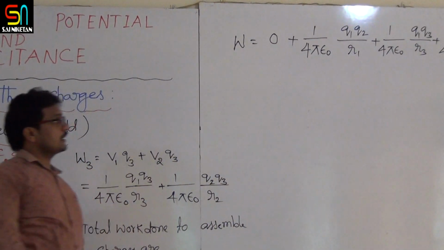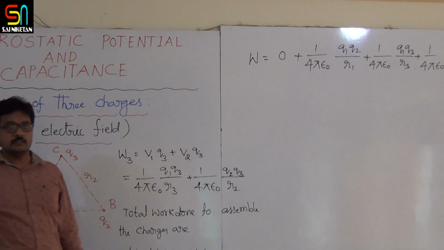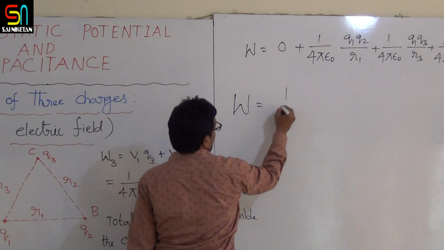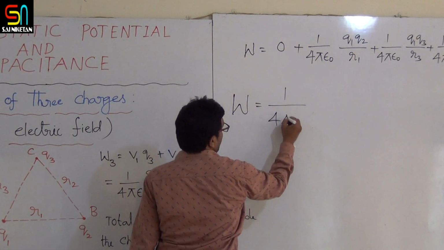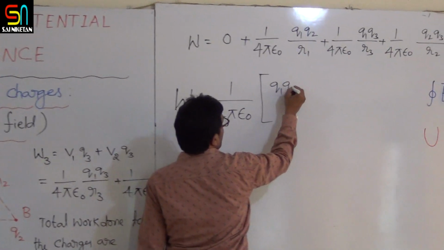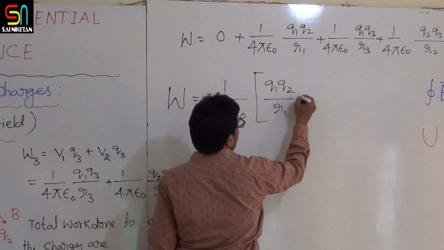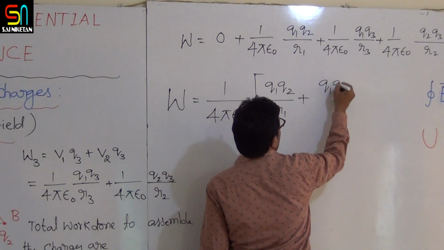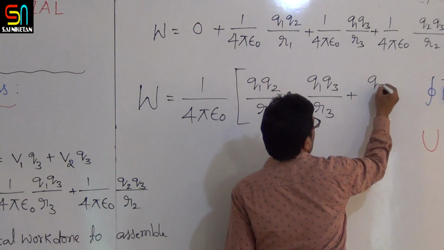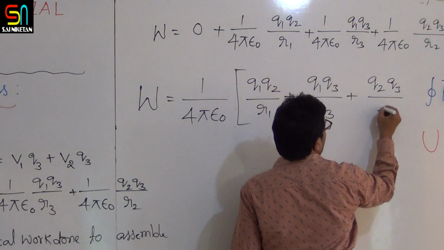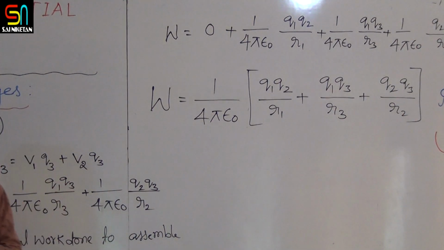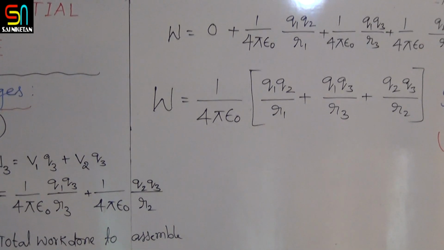So in that, what is the common term? 1 by 4 pi epsilon naught is the common term. Then work done W is equal to 1 by 4 pi epsilon naught times Q1 Q2 by R1 plus Q1 Q3 divided by R3 plus Q2 Q3 divided by R2. This is the total work done, and this work done is stored in the form of potential energy.